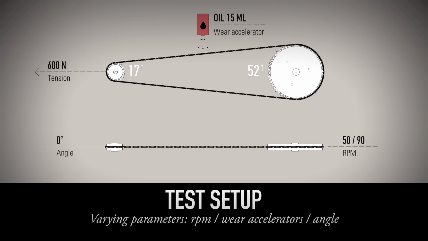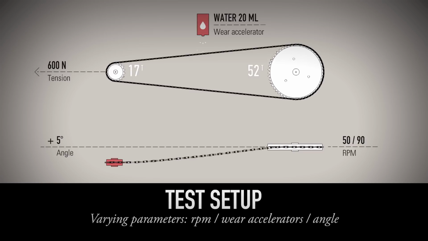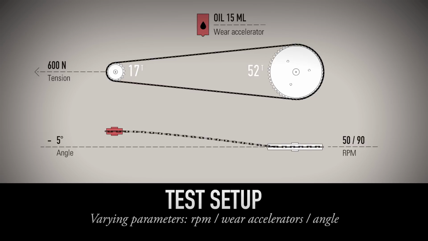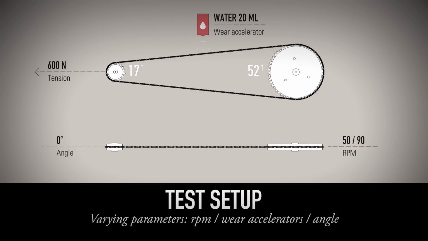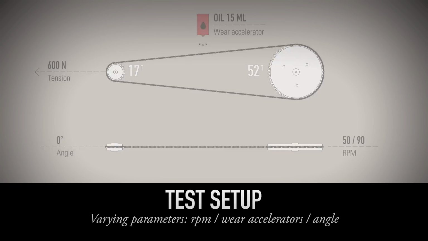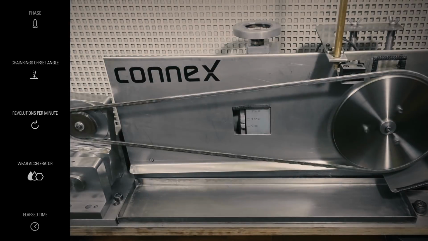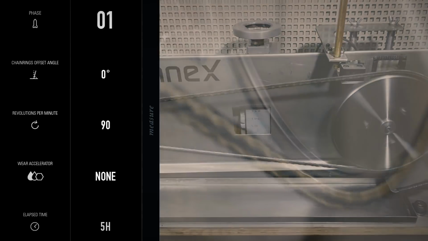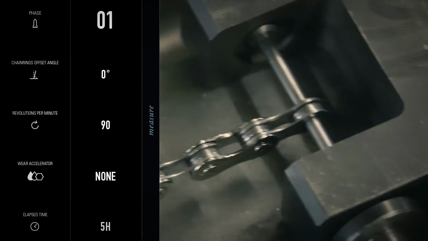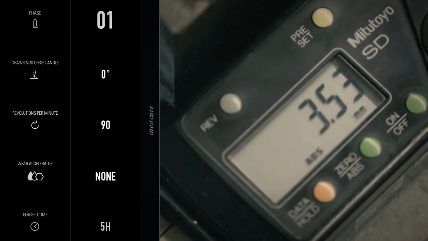For each test phase, Whipperman varies RPMs and chain angles to approximate real-world conditions. Wear accelerators are applied in each test phase to facilitate testing. Once the chain is mounted on the rig, the testing can begin. The first test phase is a 5-hour run-in with no offset at 90 RPM and with no wear accelerators. At its conclusion, the chain is cleaned and measured.